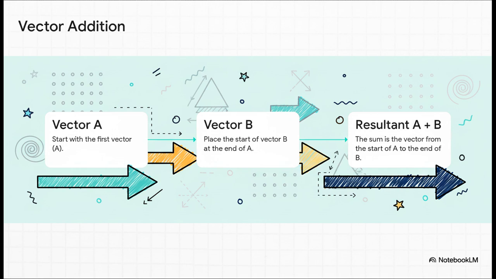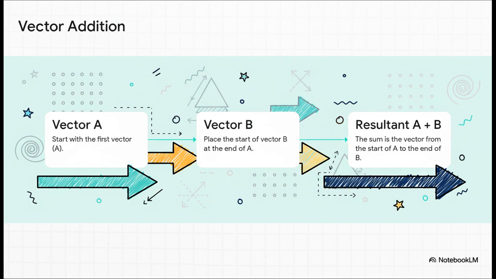Now here's where it gets really interesting, adding them together. You can't just add the numbers. Nope. You have to follow the arrows, almost like you're on a treasure map, using what we call the head-to-tail method. You start with vector A, then you take the beginning, the tail, of vector B, and stick it on the end, the head, of A. The result, your final answer, is a brand new vector that goes from your absolute starting point to your absolute final destination.